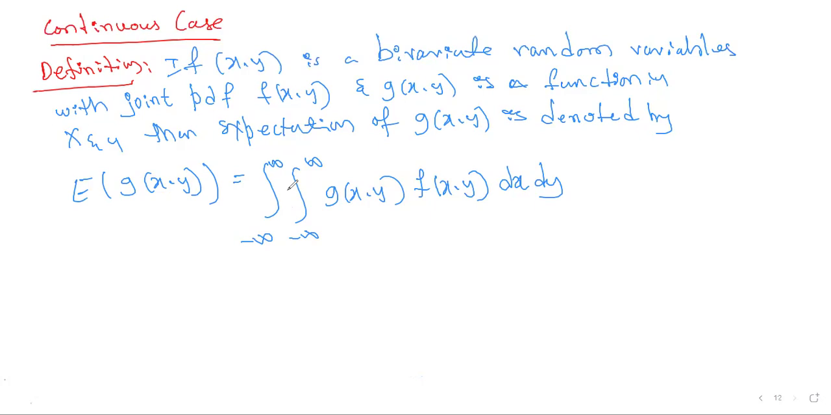So now we have examples. And before the examples, similarly, we have the addition theorem and the multiplication theorem here also. Now we'll discuss the multiplication as well as the addition theorem. First, we'll discuss the addition theorem of expectation when the random variables are continuous.